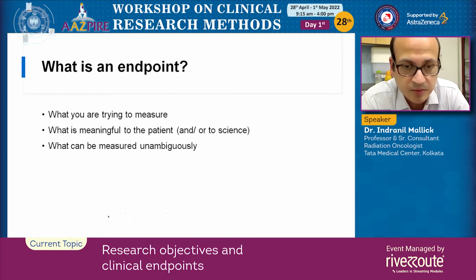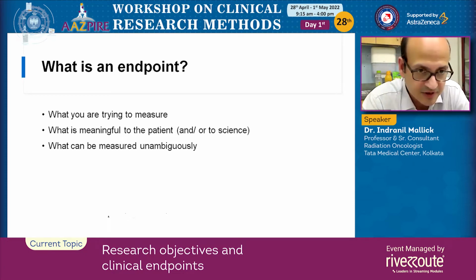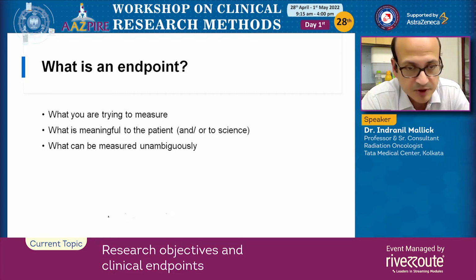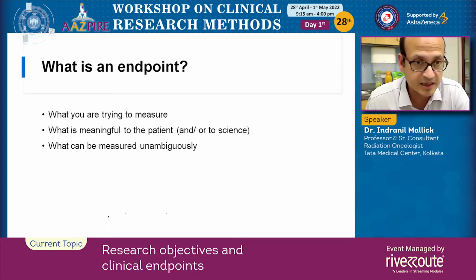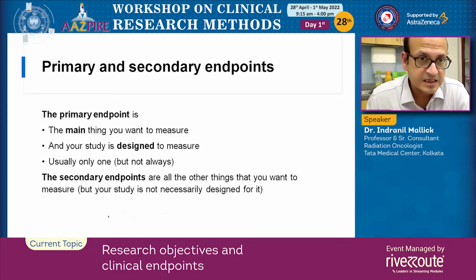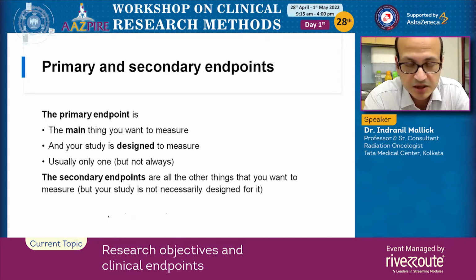If you set an endpoint which is very vague and subjective, then your study interpretation, the people who are reading your study, will consider this to be an ambiguous study and are less likely to take this into their clinical practice. Generally, endpoints are divided into primary and secondary endpoints. A primary endpoint is usually the main thing that you want to measure. It is what your study is designed to measure. And it's usually only one endpoint.